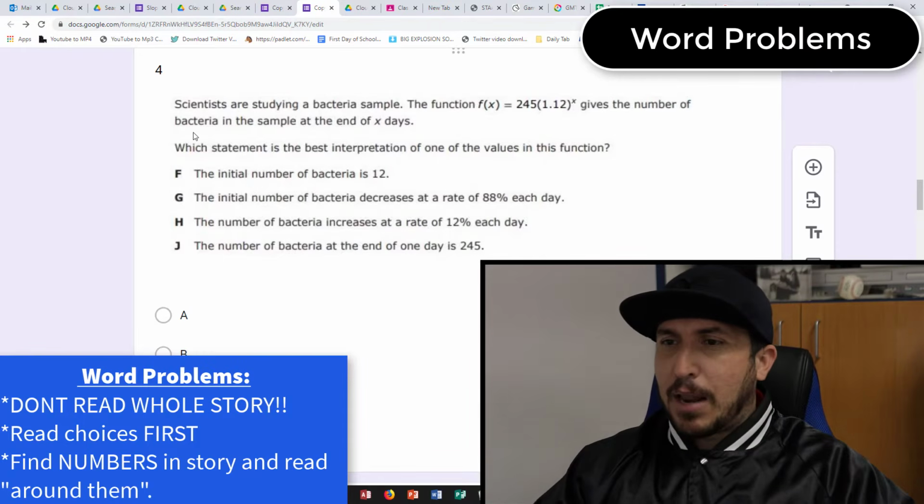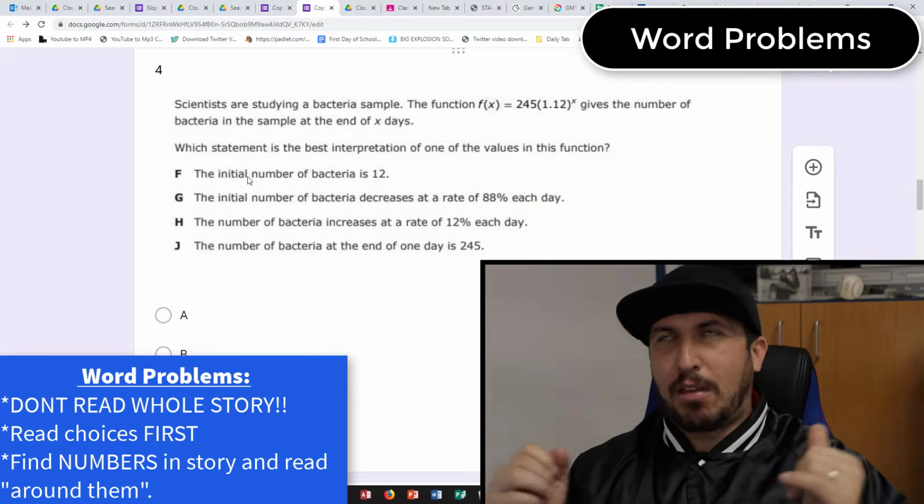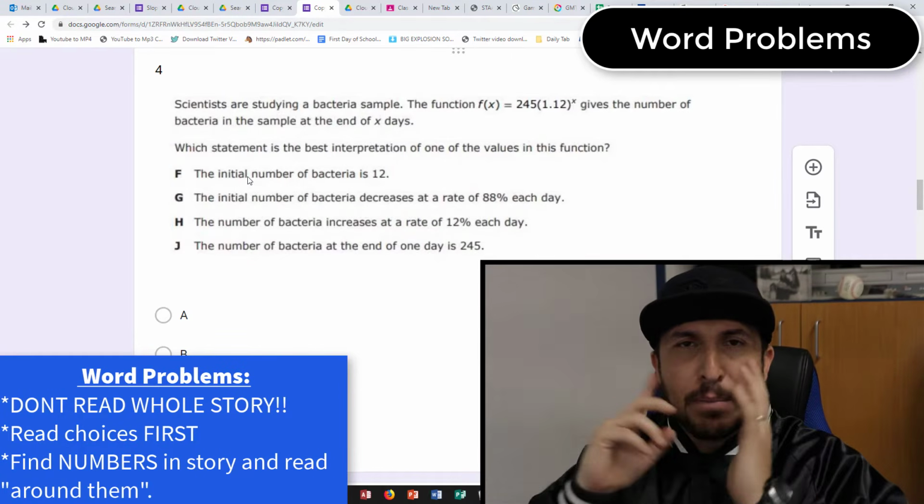All right, this guy right here. Blah, blah, blah, scientists study bacteria. All right, let's read the choices. Oh, shoot. Even the choices are word problems. Ugh. It's not hard. It's easy. Just pick up on the key words.